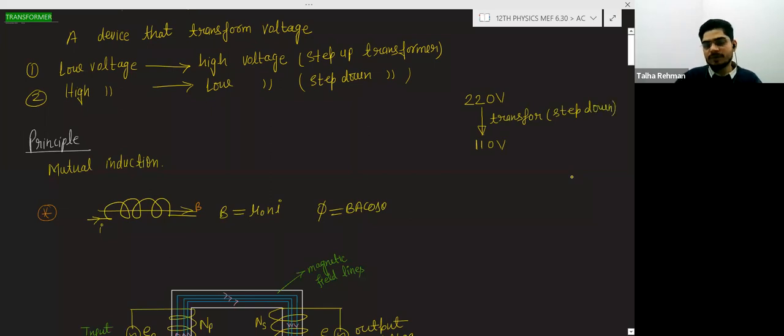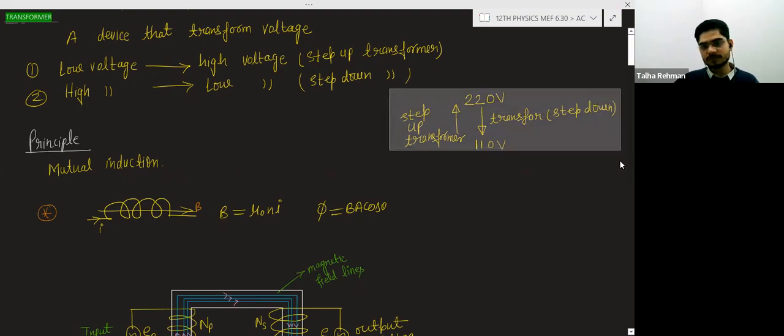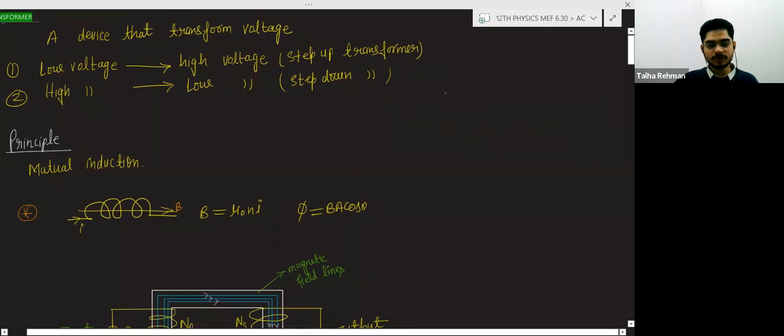And if in your home the voltage supply is 110 volt from the power station and you want 220 volt, I am just giving the example, what type of transformer will you use? Step up transformer. So according to the requirement, we use the transformers, step up and step down.